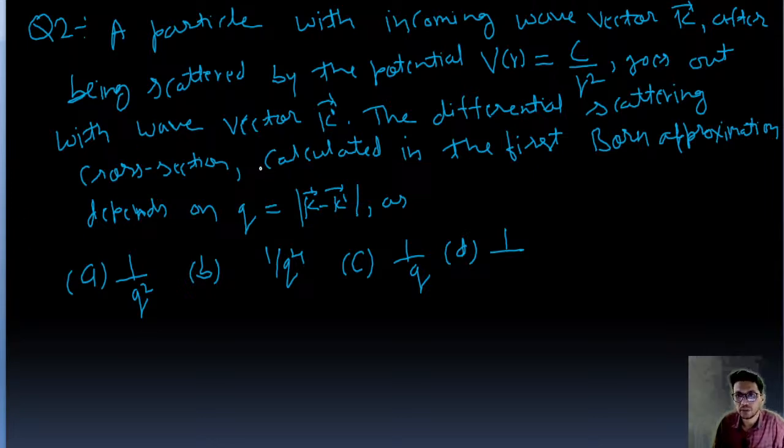Okay, so this is the question guys. A particle with incoming wave vector k, after being scattered by this potential, goes out with wave vector k dash. Okay, the differential cross section calculated in the first Born approximation, using the first Born approximation we have calculated the differential cross section, and which varies as q, we need to find out. The relation is q equals mod of k minus k dash. Okay, so I'm going to solve it for you.